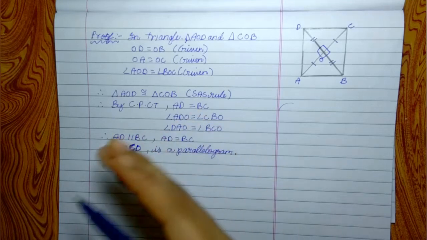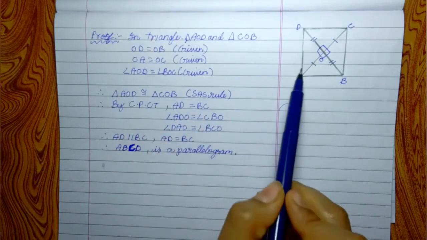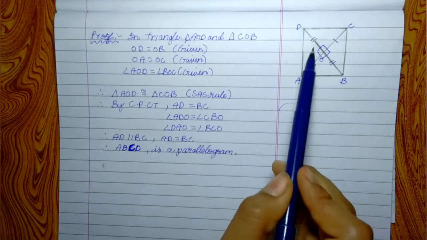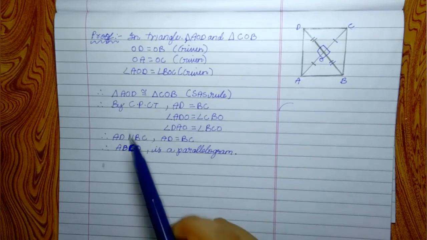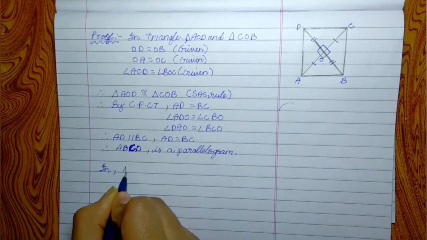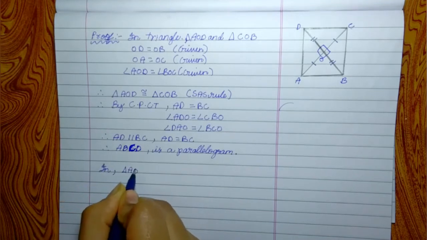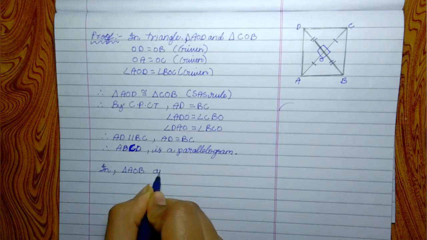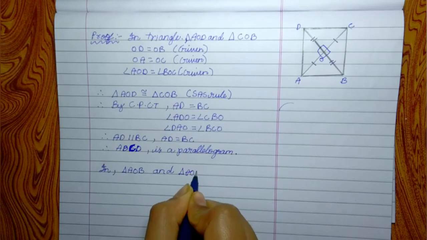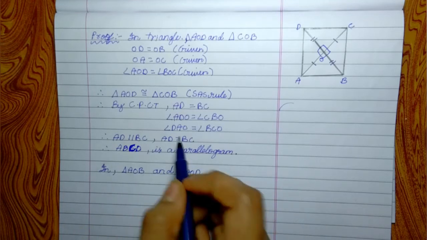Okay, so now let us move on. Let us consider triangle AOB and triangle AOD, this triangle and this triangle. In triangle AOB and triangle AOD, let us start comparing them.